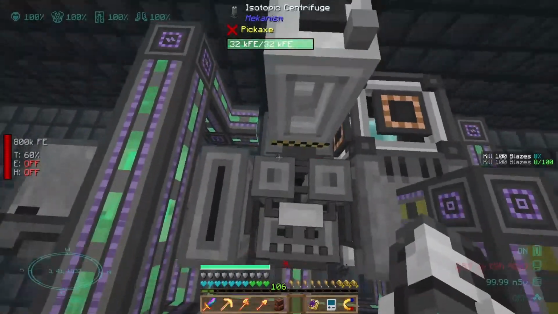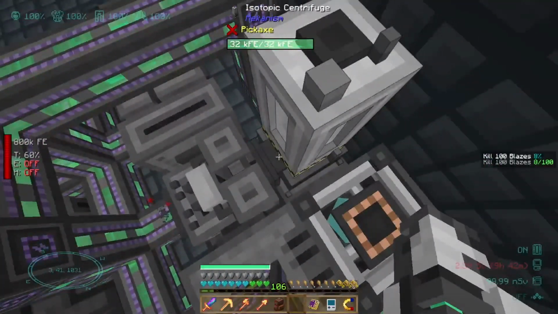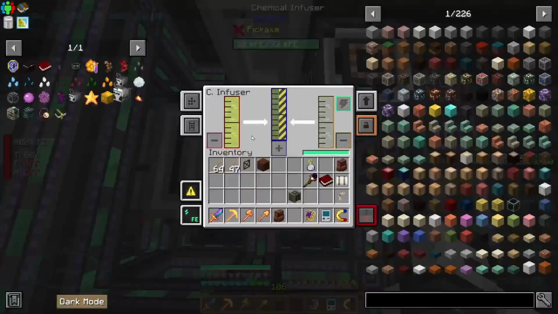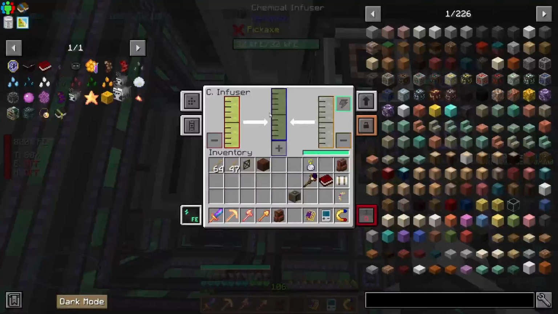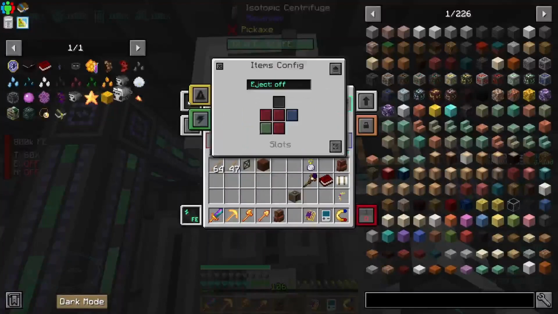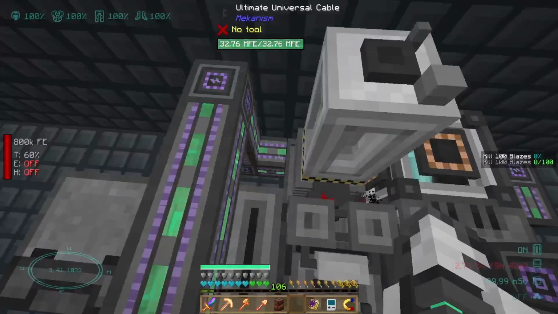Okay, so I was talking about the isotopic centrifuge. Note here that the isotopic centrifuge, its front is facing the back of this chemical infuser. The side configs show that the back here has an output from the chemical infuser into the front of the isotopic centrifuge. Now on the left side, and this is just a choice, you can do this a little bit differently, is where I have my power cable.